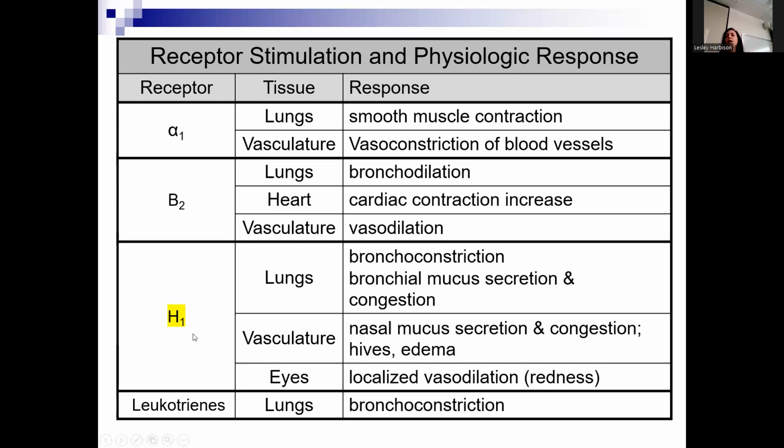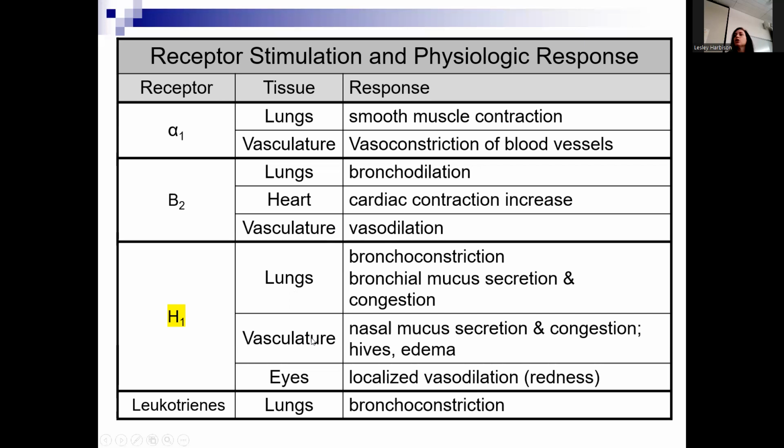So H1 is a new one, and this one works on a lot of things when it comes to anything dealing with allergies or the respiratory system. In the lungs, if H1 is stimulated, and just as an overview, you can write this next to it: almost every medication that works on H1 is trying to block H1. Because if you look at the response, it's not really desirable. There's really not much there that's desirable. So in the lungs, bronchoconstriction, bronchial mucus and secretion. Nobody really wants a ton of mucus in their lungs.